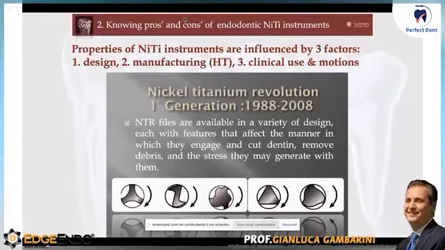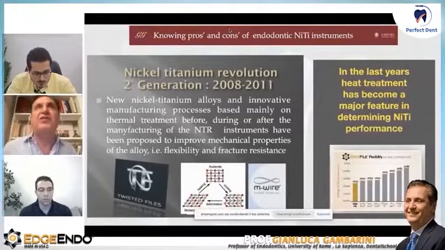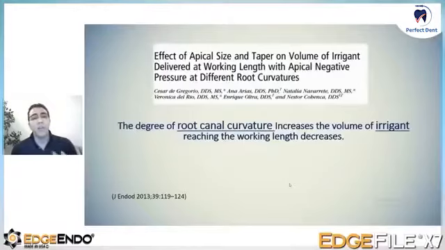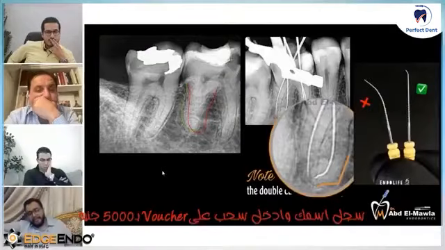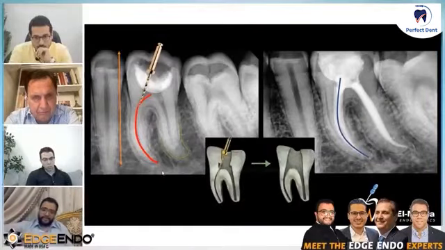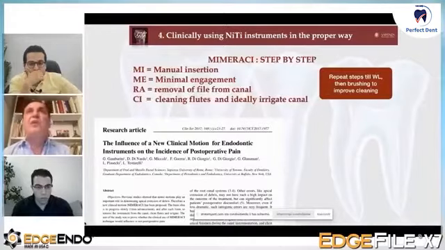Design affected all the properties of the nickel titanium rotary files. Heat treatment now has become a major feature in determining file performance. As the degree of the root canal curvature increases, the amount and volume of the irrigant reaching the working length decreases. So sodium hypochlorite should be used instead of paste lubricants when using nickel titanium files. I have to pre-curve my initial file or my patency file. If you take the length before the coronal pre-flaring, you'll end up with over-instrumentation. My recommendation is to avoid using larger taper files more than that. And we call it Minarachi.